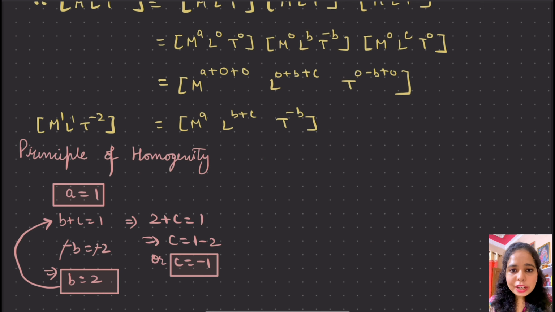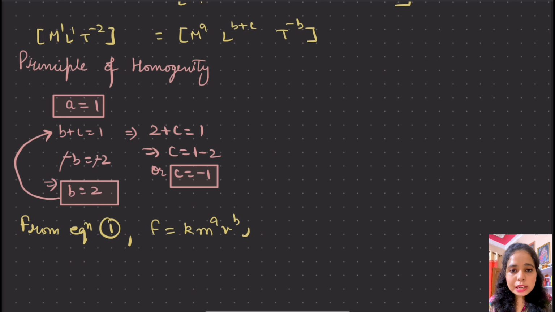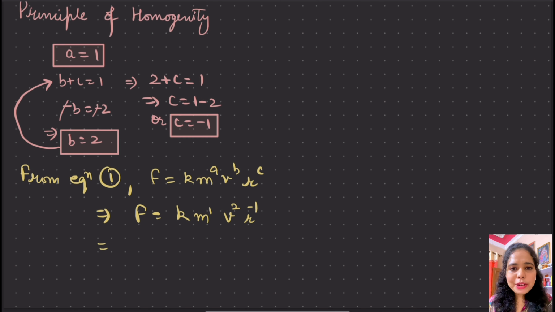Now we have calculated the values of A, B and C, that is we have A is equal to 1, B is equal to 2, and C is equal to minus 1. We will put all these values in the equation number 1, that is F is equal to K, m raised to power A, v raised to power B, r raised to power C. So we can write F is equal to K, m raised to power 1, v raised to power 2, and r raised to power minus 1. Now we can take r raised to power minus 1 in the denominator, so power will turn out to be positive, that is F is equal to K mv square upon r.